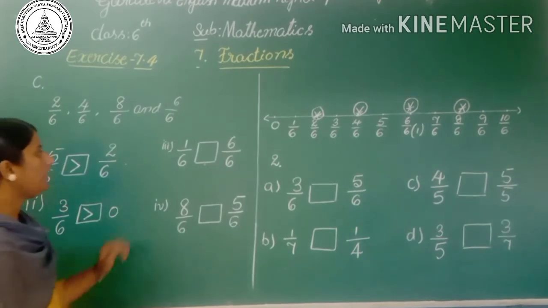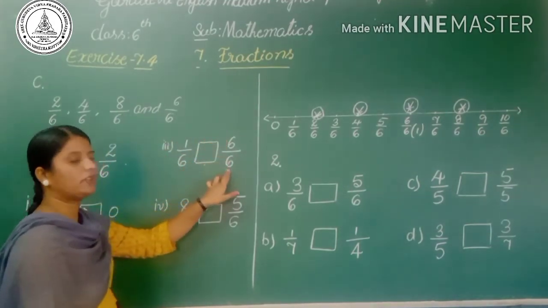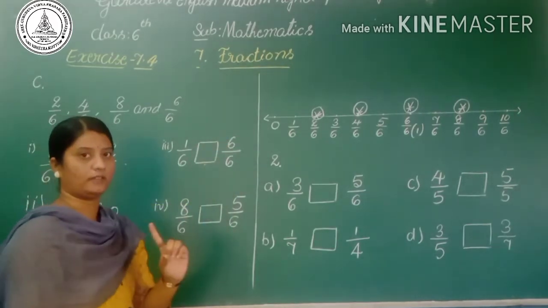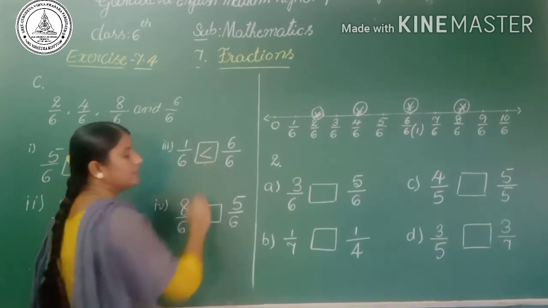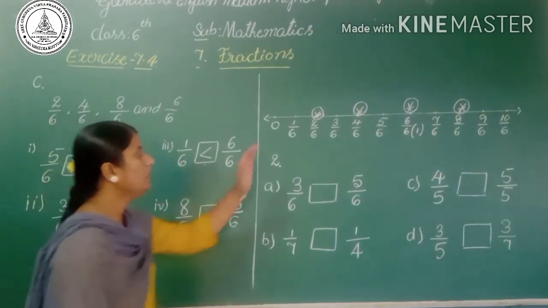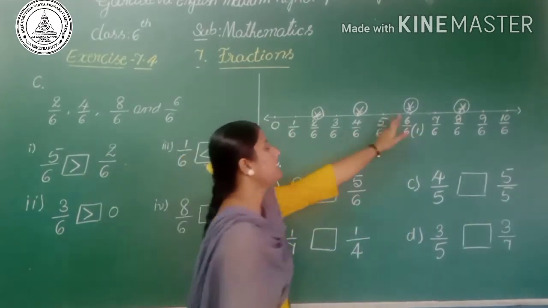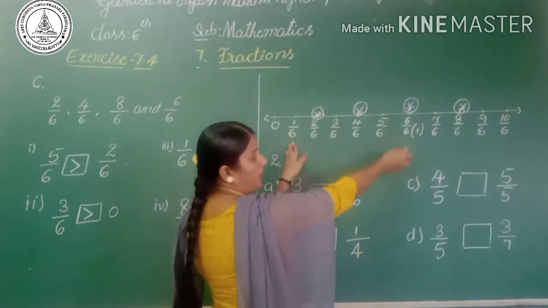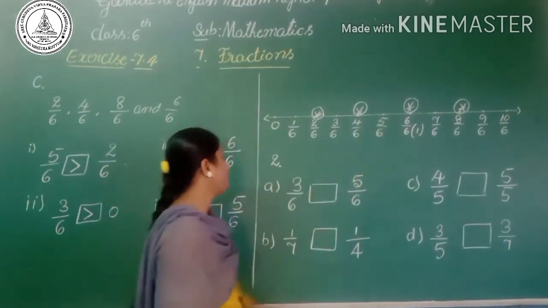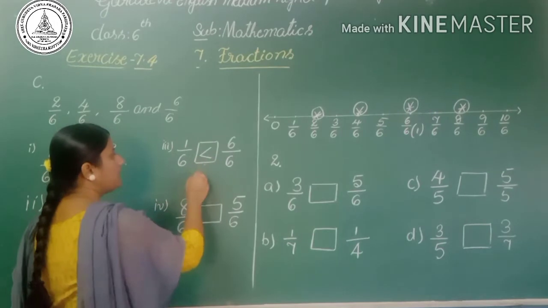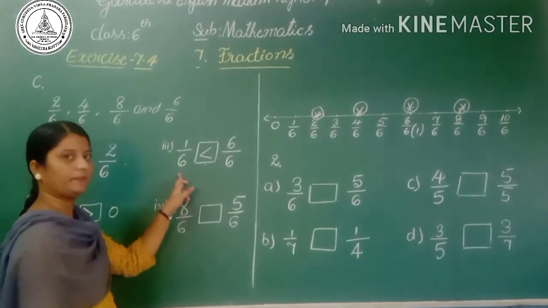Okay. Then similarly 1 by 6 and 6 by 6. So 6 by 6 means we know that it is a whole part, 1. So 1 by 6 is less than 6 by 6. Here there is 1 by 6. Here there is 6 by 6. So 6 by 6 is right to the 1 by 6. So 6 by 6 is the greater fraction. Okay. So 6 by 6 is greater than 1 by 6.